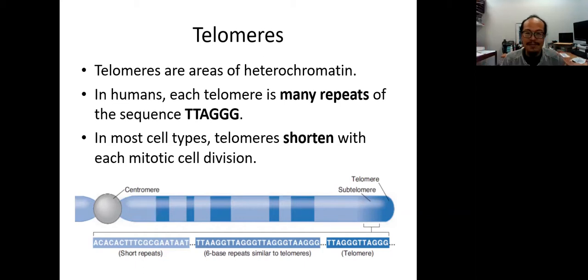And so every time you divide the cell, the telomere gets shortened and shortened, but it doesn't really matter because those repeats are not going to be transcribed anyway. So that's the importance of the repeats, the importance of the heterochromatin. It's more like structure, but they are more than that. Structure is just one possible function of those codes.